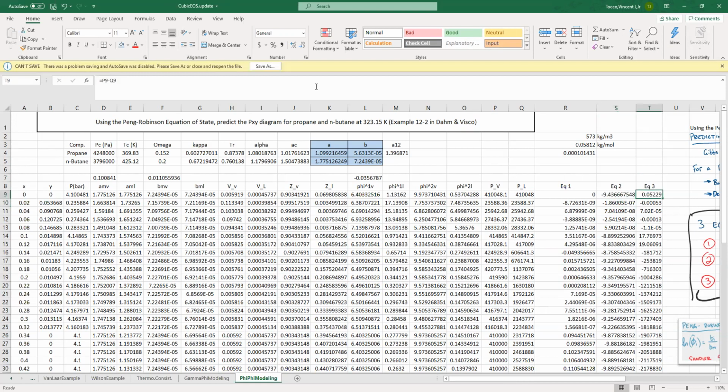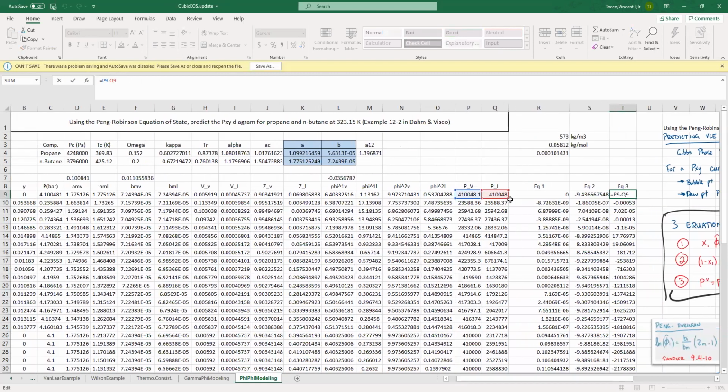Equation 3 is the third, and I want to set my pressures as equal. So what I did here is I looked up, or I calculated what the vapor pressure was for pure butane, because I knew that at pure butane, it's got to be the vapor pressure. So I used that to try to use goal seek to solve for the molar volume of the vapor and the molar volume for the liquid.